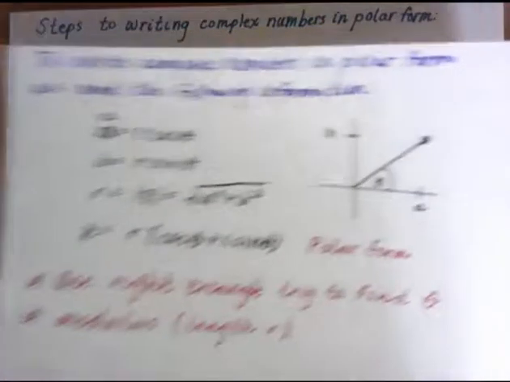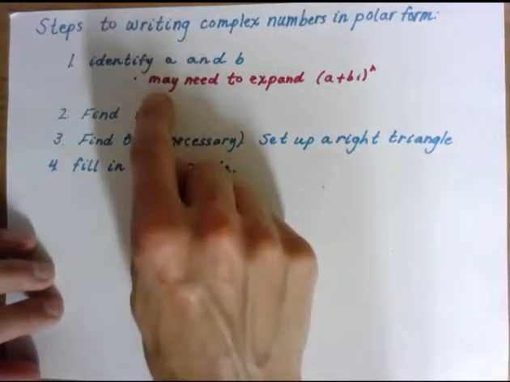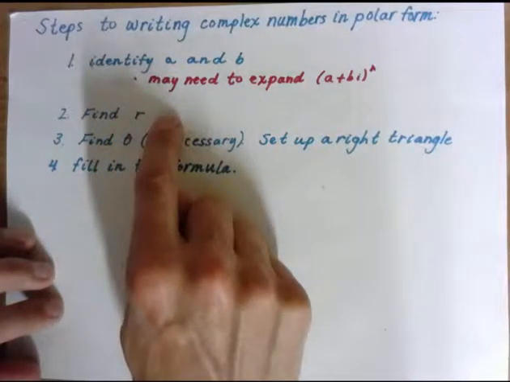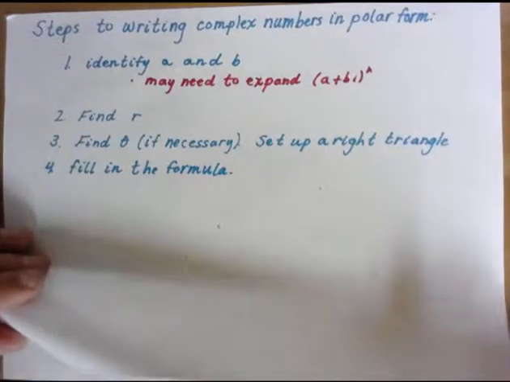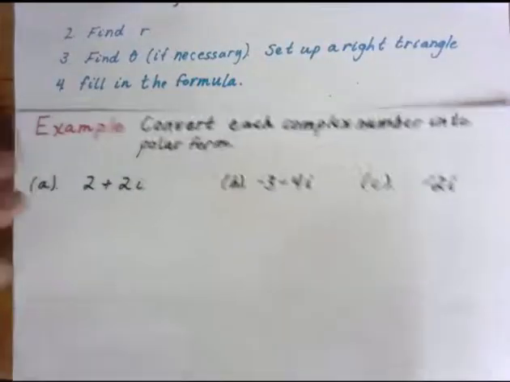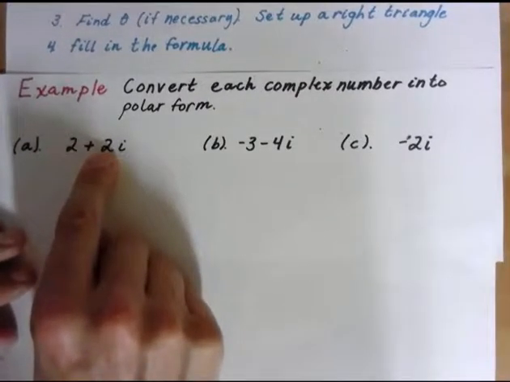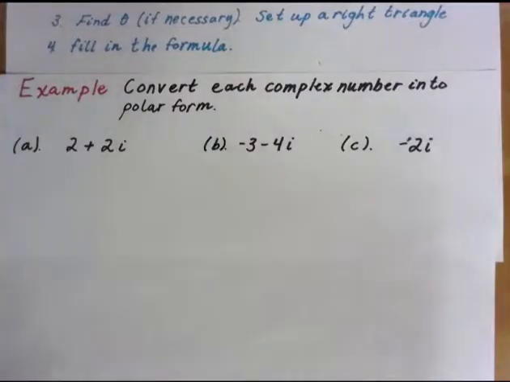Okay, and remember these steps to solving. I like to identify A and B, maybe expand if I have to, if it's in the form of A plus Bi to the N. I then find R, then find theta, then substitute into my formula. And so that's what we are going to be looking at when we convert. We've already done the first example. That was the first video. Now we're going to use the second example here.